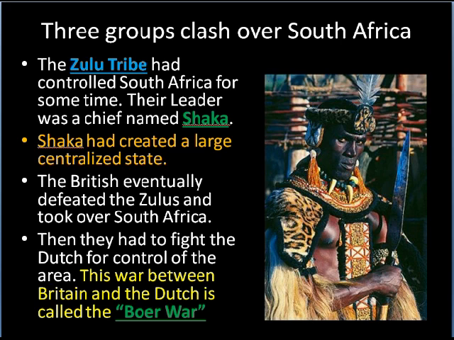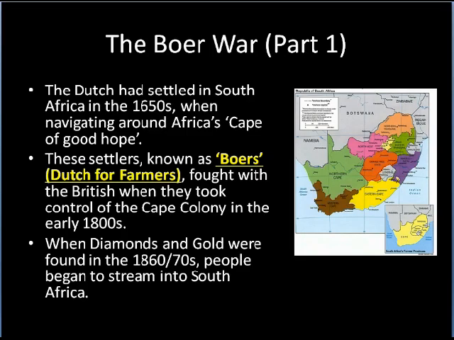And we are going to switch slides here so we can talk about that a little bit more. Now, the Boer War, again, is a war between Britain and Dutch settlers in South Africa. The Dutch began to settle in South Africa around the 1650s when navigating around Africa's Cape of Good Hope. So they're with the Portuguese and everybody else who's traveling around the bottom portion of Africa to get to India, Asia, that kind of thing. Now, these settlers, who were Dutch, were known as Boers. This is the Dutch word for farmers.